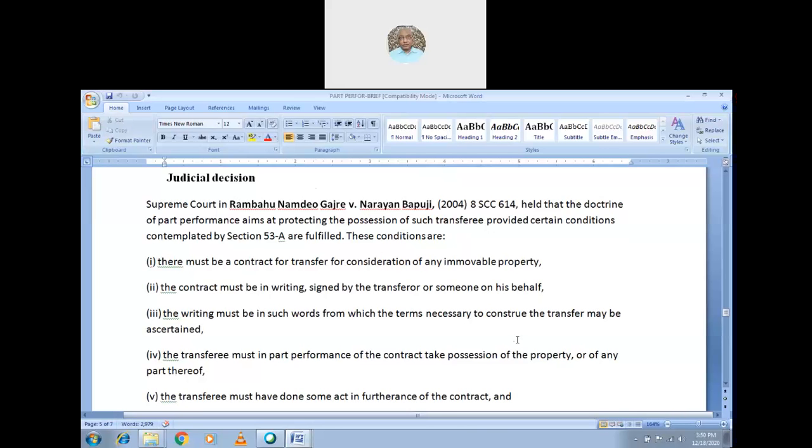జీపీఏ అంటే ఏంటిదండి? జనరల్ పవర్ ఆఫ్ అటార్నీ, జనరల్ పవర్ ఆఫ్ అటార్నీ అంటారు. అట్లాంటిది ఉండాలా. ఓకే, దట్ ఇస్ ద సెకండ్ కండిషన్. వాట్ ఇస్ ద థర్డ్ కండిషన్? ద రైటింగ్ మస్ట్ బి ఇన్ సచ్ వర్డ్స్ ఫర్ విచ్ ద టర్మ్స్ నెసరీ టు కన్స్ట్రూ ద ట్రాన్స్ఫర్ మే బి అసర్టైన్.